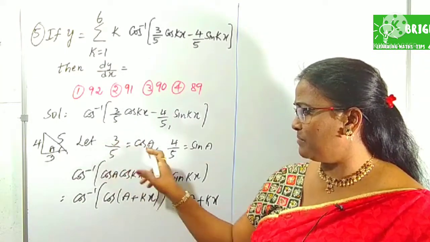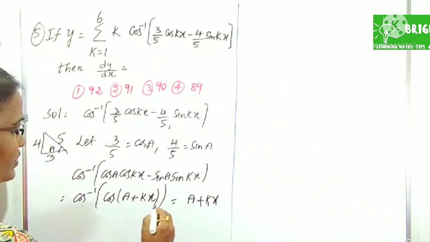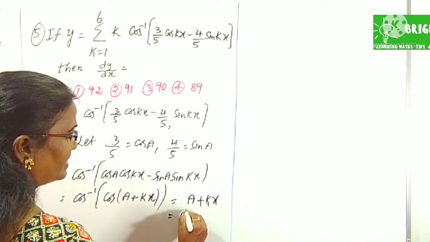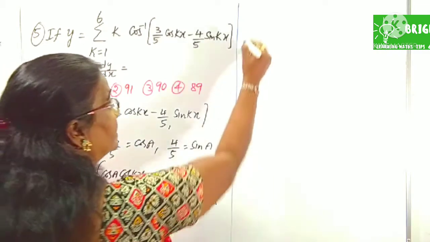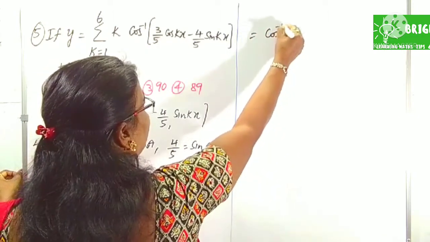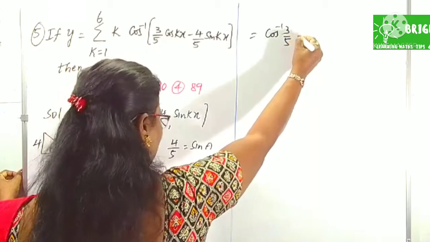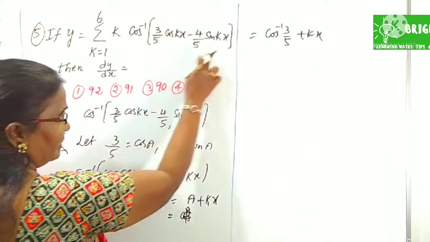Cos A is equal to 3 by 5, which means A is equal to cos inverse 3 by 5. One more step I am writing. This is equal to cos inverse 3 by 5 plus kx, right? Now in place of this one, I am replacing this.